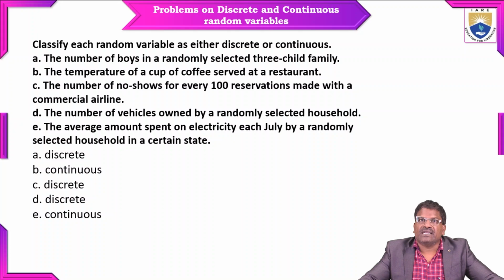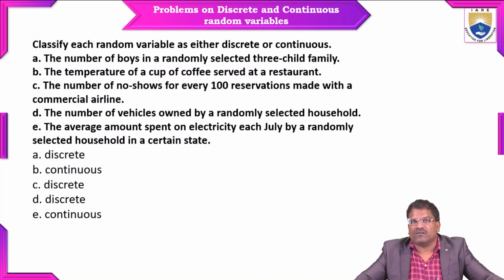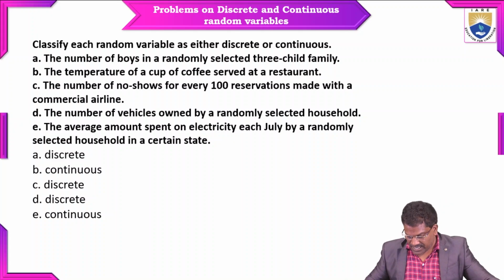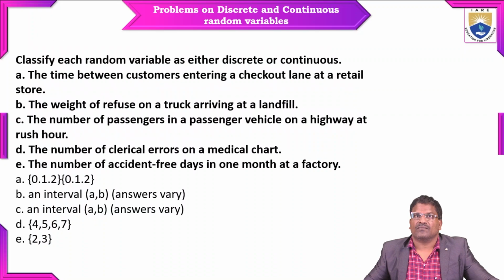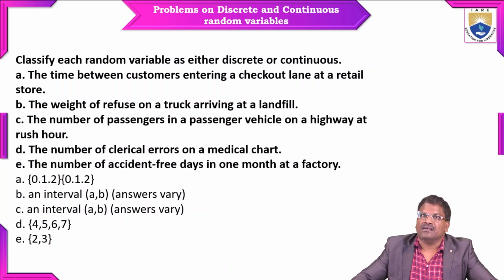Fourth one. The number of vehicles owned by a randomly selected household. Discrete. We can count. Fifth one. The average amount spent on electricity each July by a randomly selected household in a certain state. Uncountable. So it comes under continuous. Now let us classify these things as either discrete or continuous.